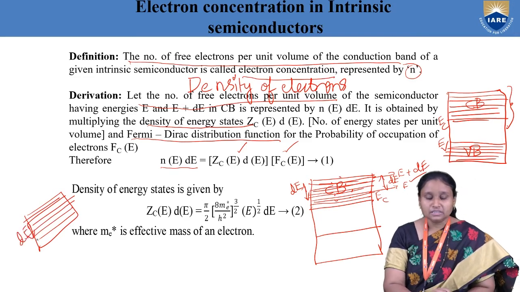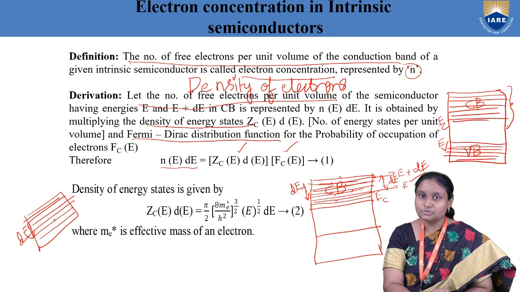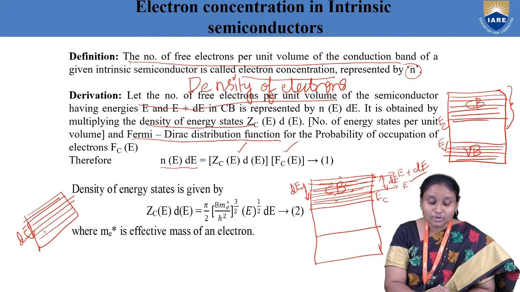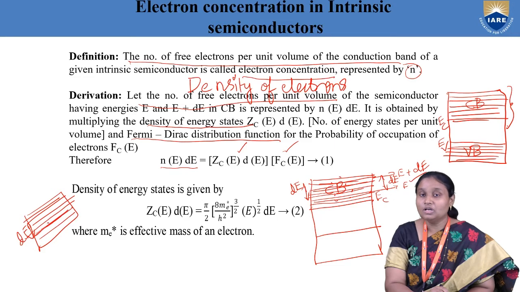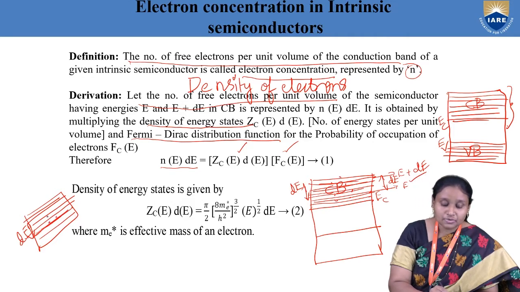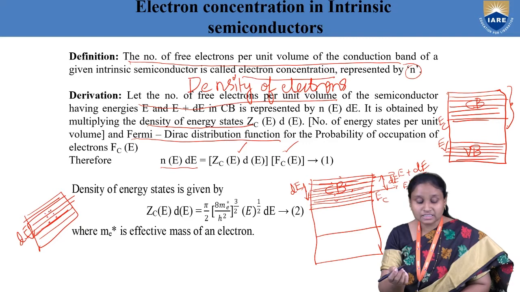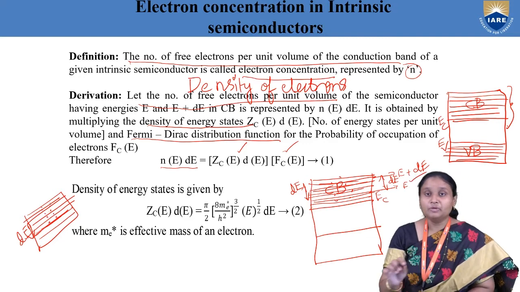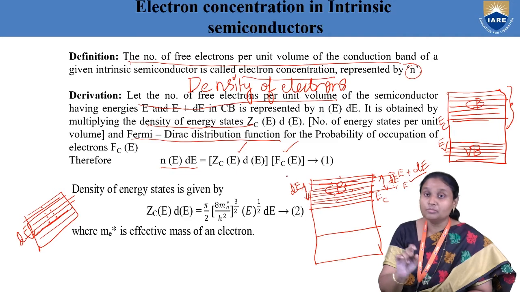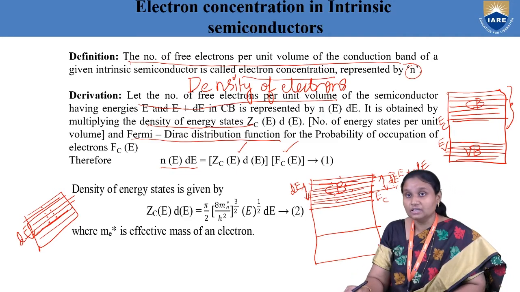Now, first, in order to know how many electrons, I should know how many energy states are available in that energy interval. And the next thing is, what is the probability? What are the chances of an electron jumping to that particular energy state? That probability also has to be considered. Suppose I have around 5 energy states, and in those 5 energy states I am able to accommodate 10 electrons. Then the 5 energy states multiplied by the number of electrons I am able to accommodate will give us the number of electrons present in the energy interval dE.